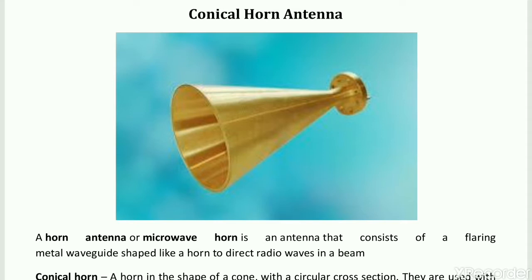So, what is the objective of providing this flaring at the opening of the waveguide? As we know, the waveguide is closed at one end and open at the other end. From the opening of the waveguide, the radio waves will transmit into space. But if we consider there is no flaring, then what will happen? The radio waves coming from the waveguide will not be totally transmitted into space, but some waves get reflected from the opening of the waveguide and go back to the transmitter.